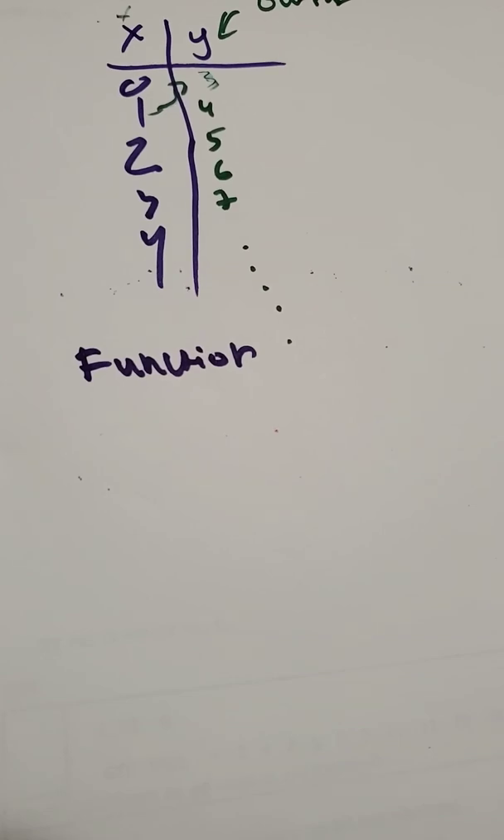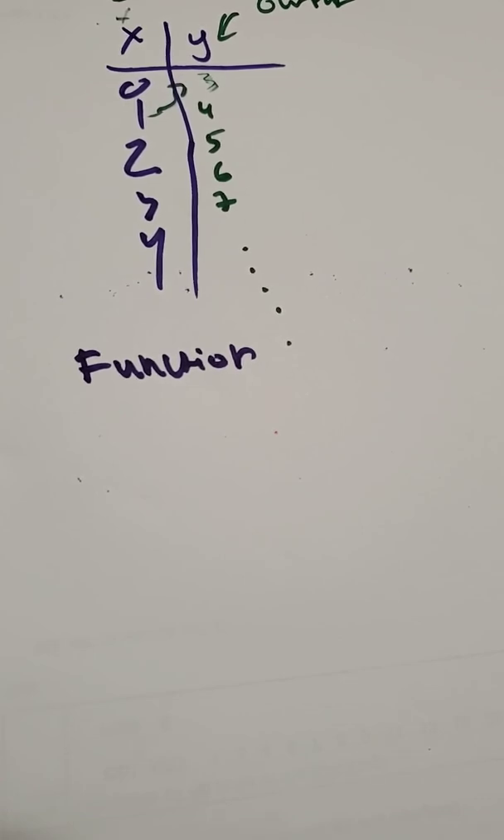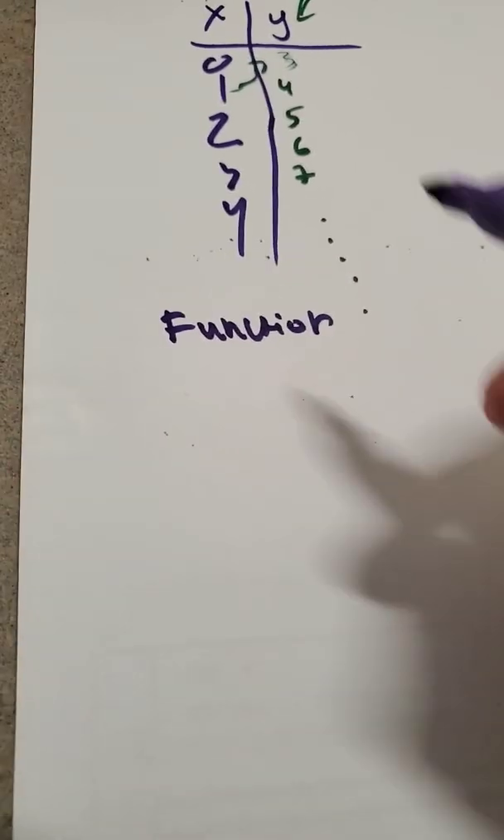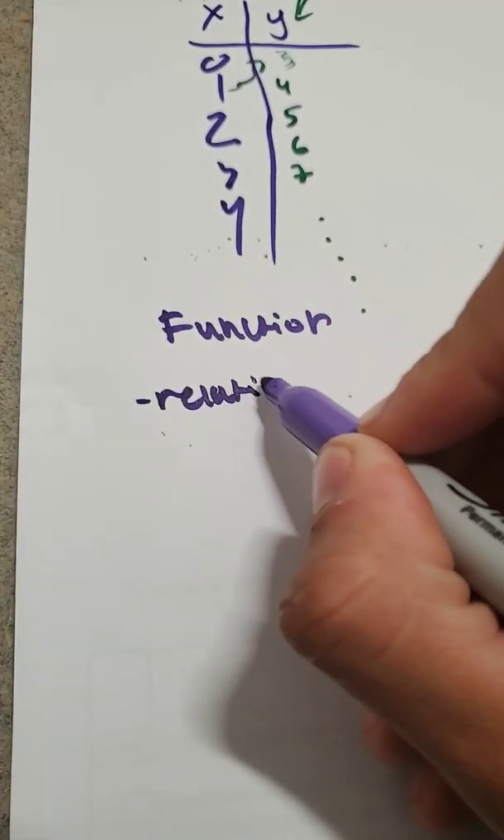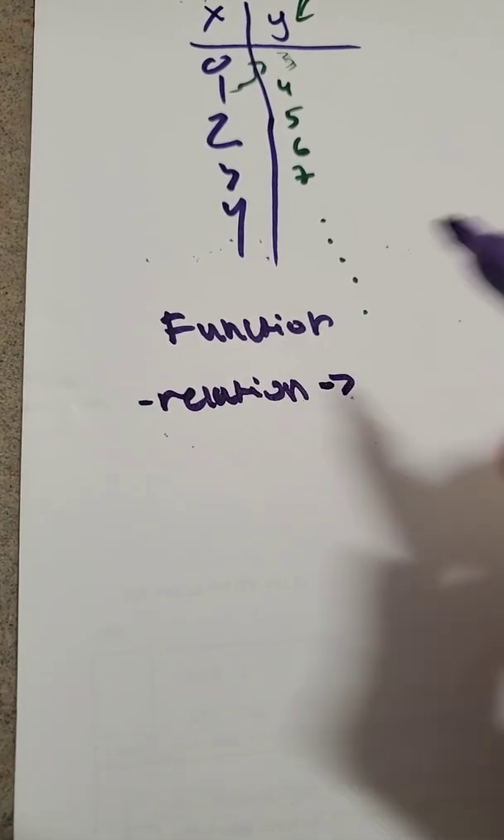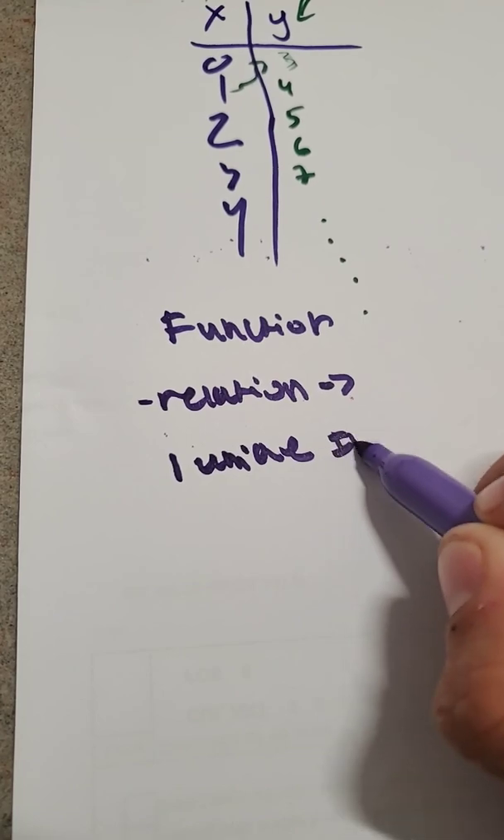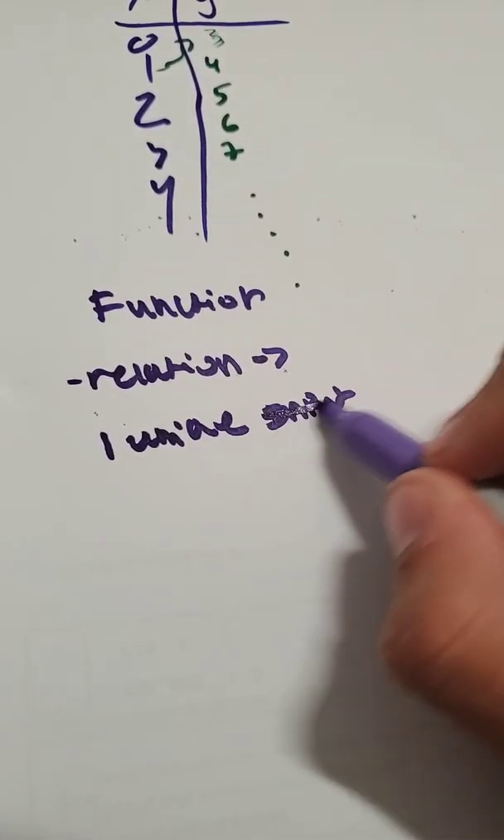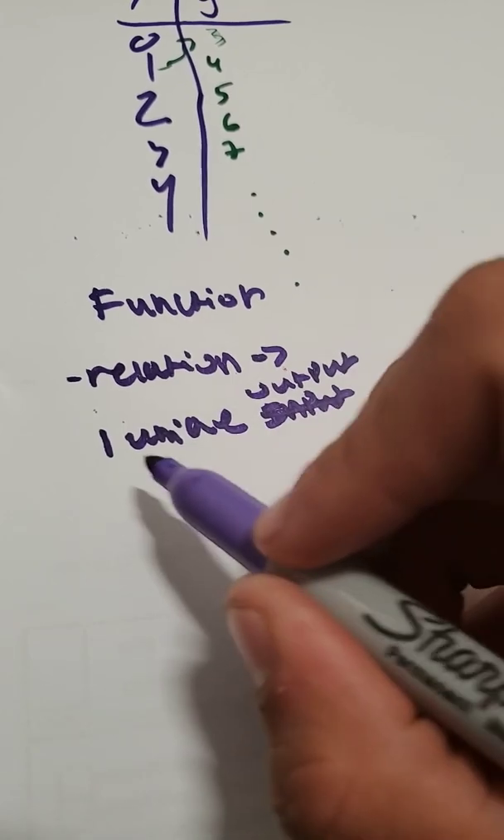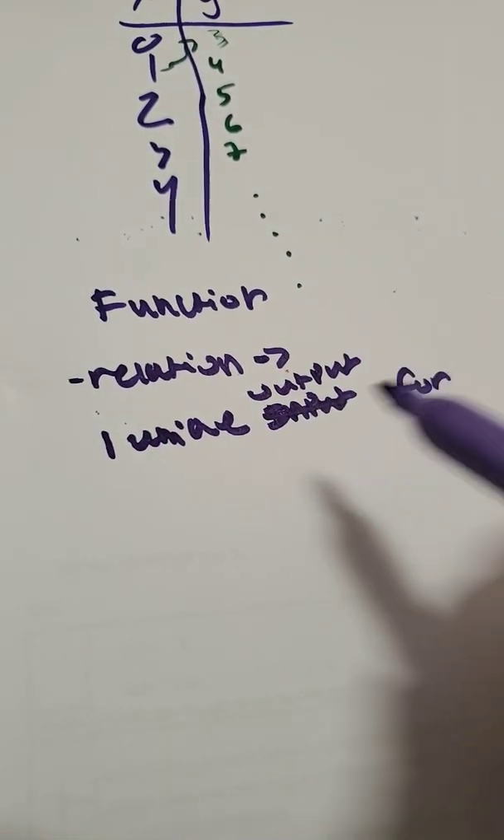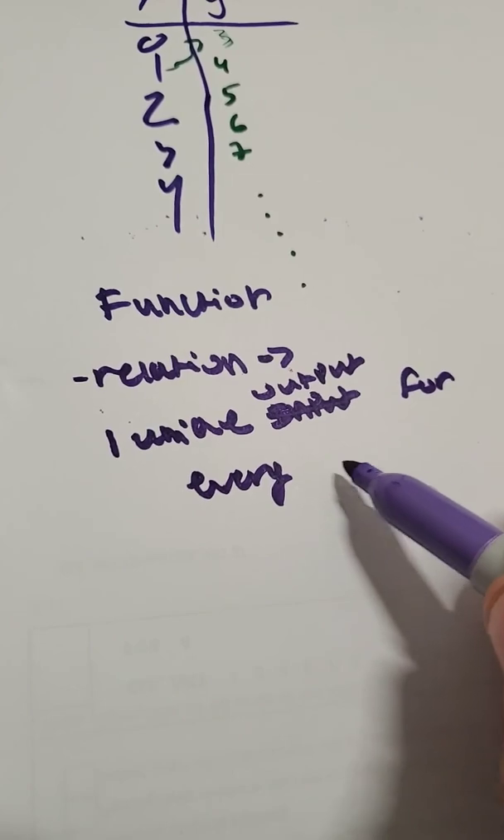When you hear of a function, what comes to mind? Maybe how something works, maybe how something behaves. That's not totally wrong, but in mathematics, a function is a relation, but it's a special type that has one unique output for every input.